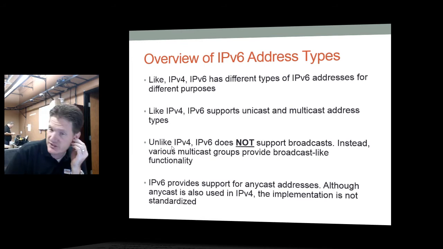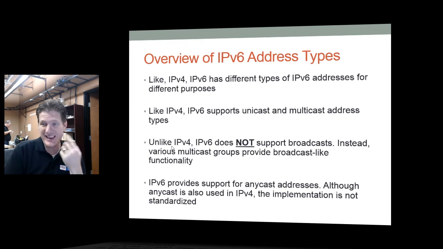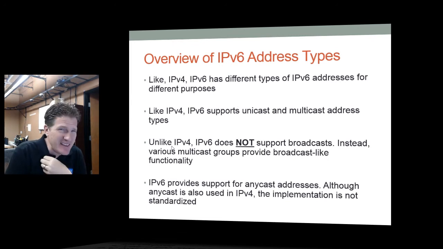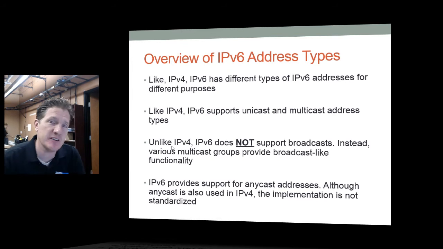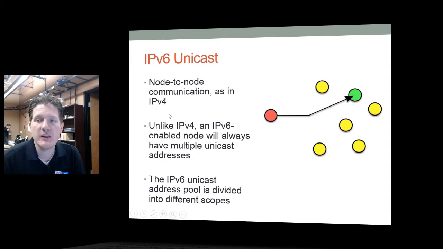So IPv6 also supports what is called an Anycast address. And we'll talk more about Anycast in a minute. IPv4 did kind of have the idea of Anycast, but nobody really used it. So IPv6 does take advantage of the concept of Anycast, and we'll talk about that momentarily. Let's first talk about Unicast, though, because it's important to understand the terms. So Unicast is basically node-to-node communication, just like we're used to in IPv4. So basically, you go from node to node, one machine to one machine, or point to point.